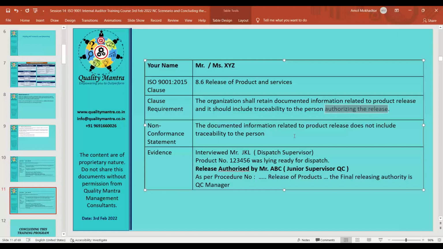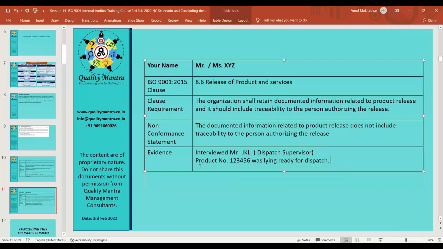बस उसको कैसे भी करके निगेटिव स्टेटमेंट में आपको लेके जाना है कि द डॉक्यूमेंटेड इंफॉर्मेशन रिलेटेड टू प्रोडक्ट रिलीज डज नॉट इंक्लूड, and it does not include traceability to the person authorizing the release. अब एविडेंस में क्या हो जाएगा?